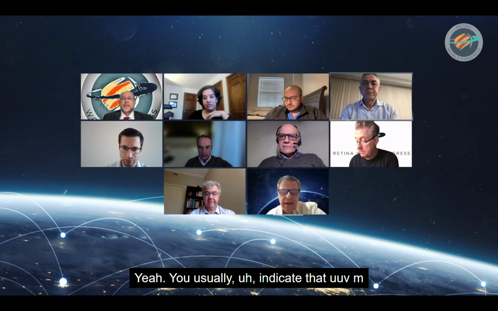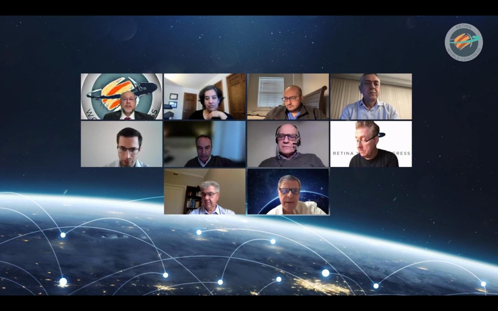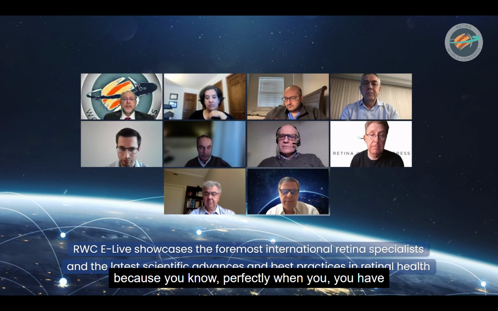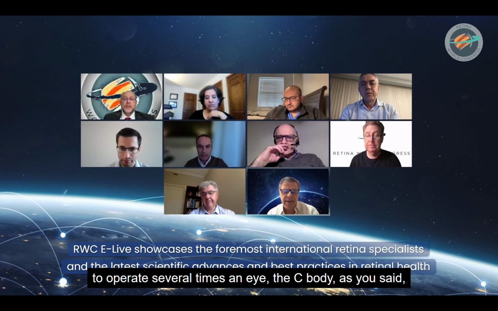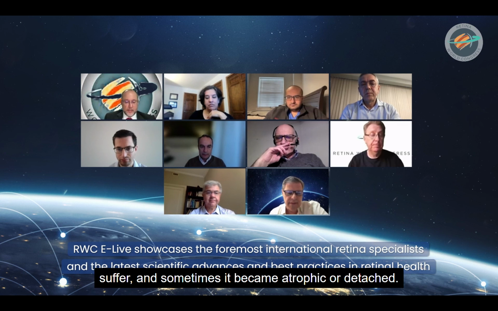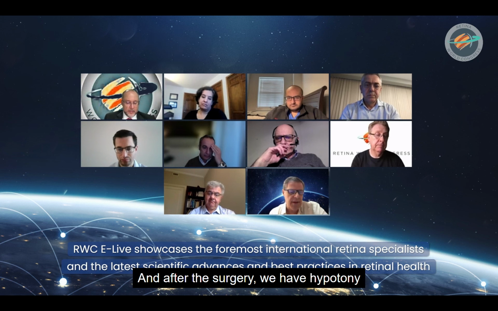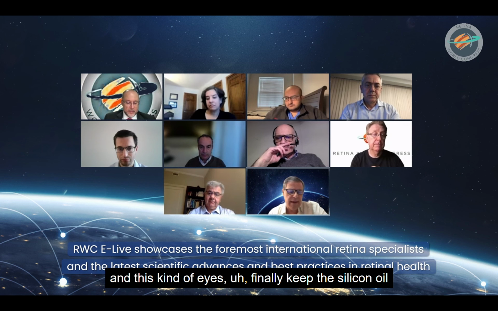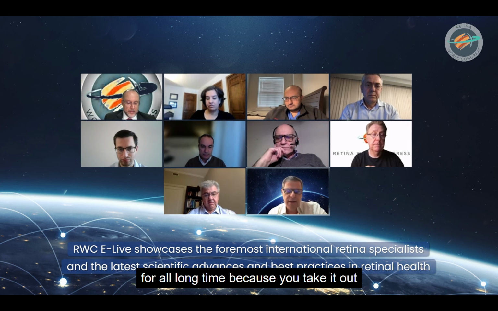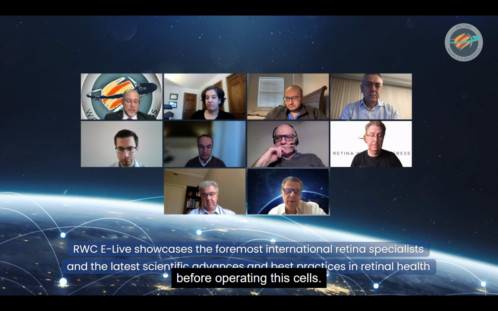You usually indicate the UBM in cases like this, because you know perfectly that when you have to operate several times on an eye, the ciliary body, as you said, suffers, and sometimes it becomes atrophic or detached. And after the surgery, we have hypotony, and these kinds of eyes finally keep the silicone oil for a long time, because if you take it out, you end up with a hypotony eye. So is it indicated for you to do a UBM before operating on this eye?